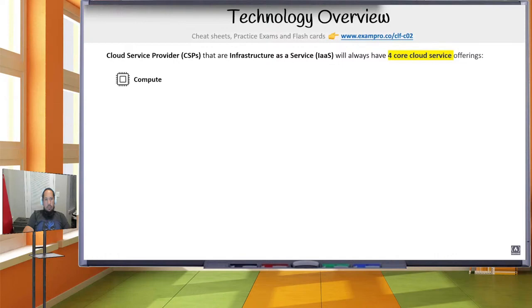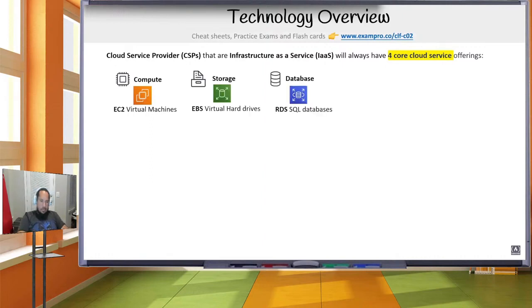We have compute, so in AWS this would be EC2 VMs. Storage, this could be something like EBS virtual hard drives. Database, so that could be RDS SQL databases. Networking and content delivery, but it really is networking. And this would be VPC, a private cloud network.